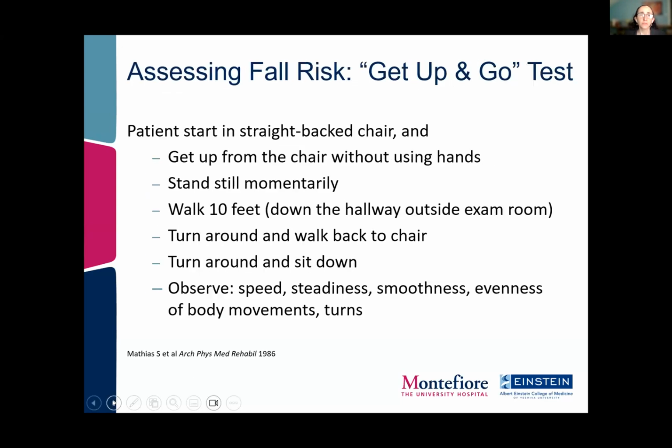And when we're assessing fall risk, in order to help us make those observations, we may use something like the Get Up and Go test. And I anticipate that many of you on the call are familiar with this. Basically just asking your patient to rise from a chair.